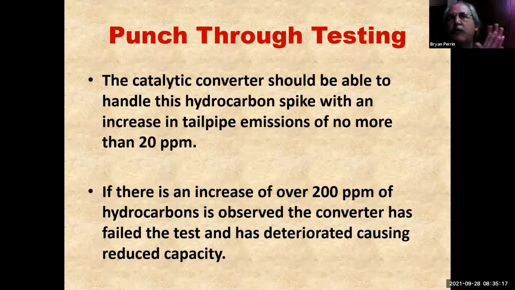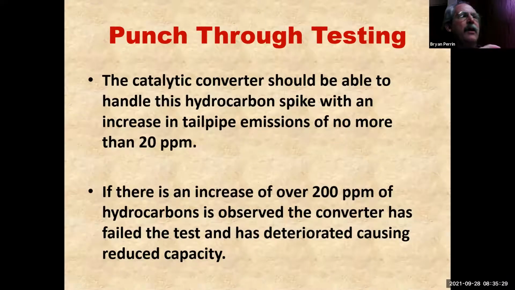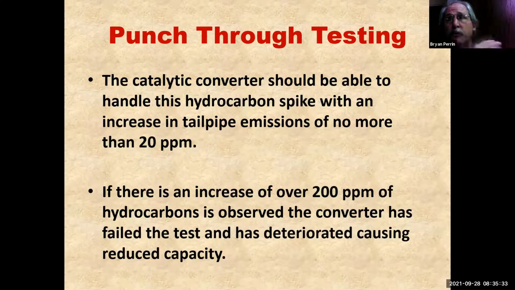When I let off the throttle, I better never see it go more than 55 parts per million, which would be my baseline, the amount of hydrocarbons that are coming out the tailpipe while the car is running, plus 20. On the other hand, if there's an increase of over 200 parts per million, in other words, I go over 235 parts per million, that's a bad catalytic converter. What if it's between 20 and 200? That's the waffle range, right?